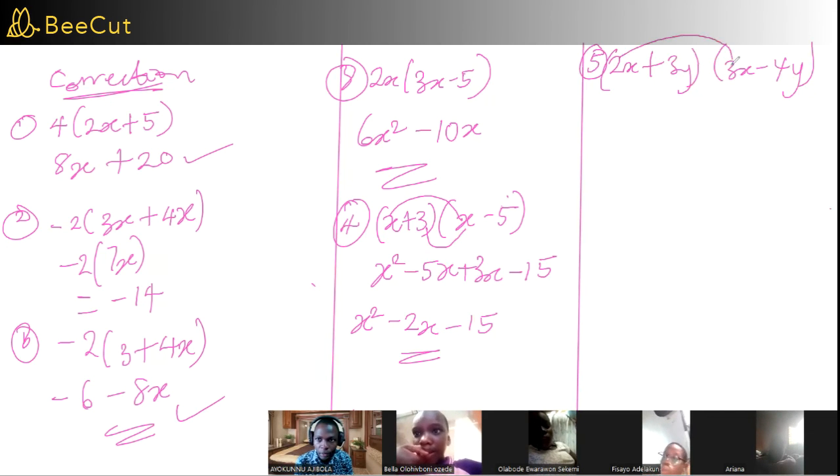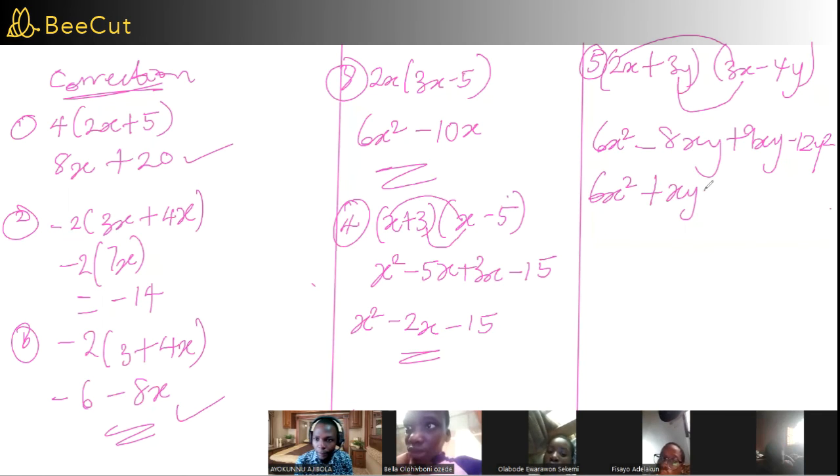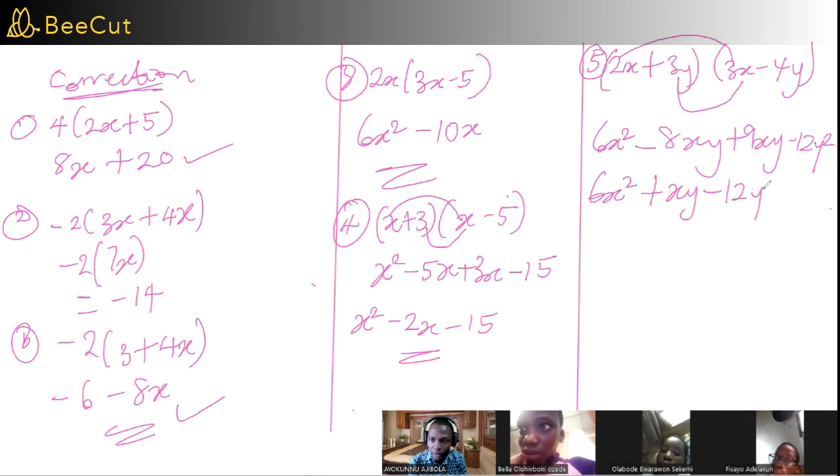So this is multiplying this, that is 6x squared. And the same thing is multiplying this, that is minus 8xy. Then this is multiplying this, that is plus 9xy. Then this is multiplying, that is minus 12y squared. So we have 6x squared, negative 8 positive 9 is positive 1, so plus 1xy and minus 12y squared.